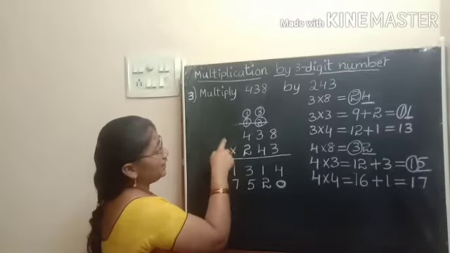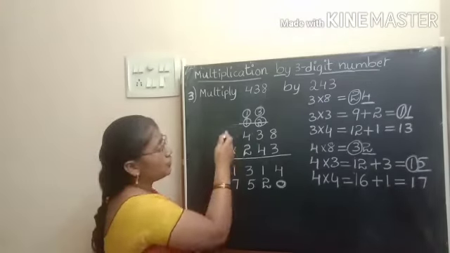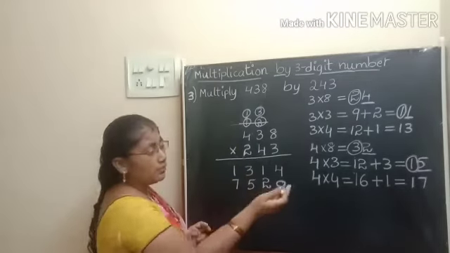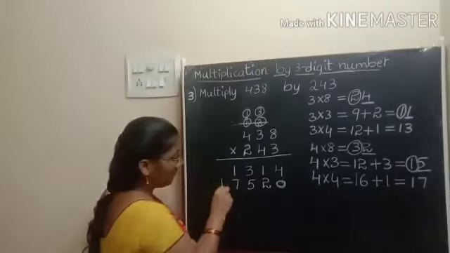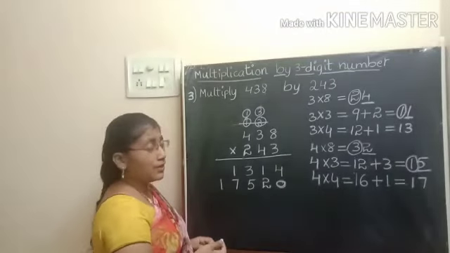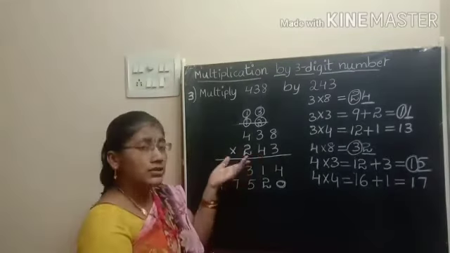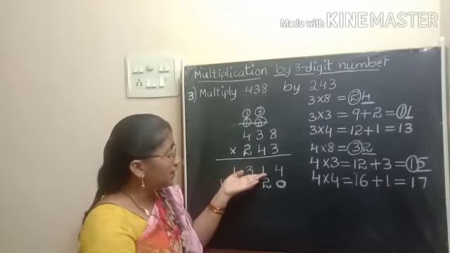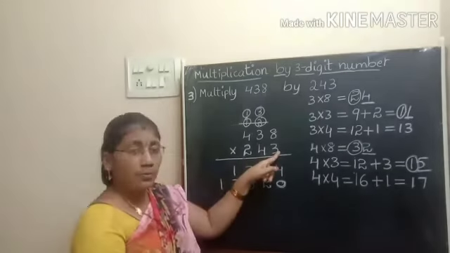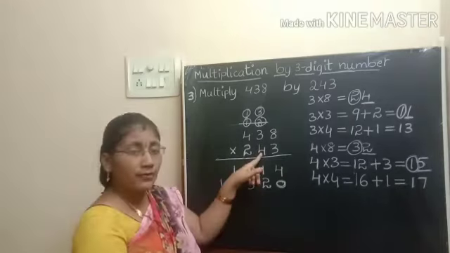Is there any other digit? Nothing. There is no digit to multiply. So simply write 1 also here. Understood, children? We can write 1 also here. Then multiplication with 3 and 4 is completed. This result belongs to multiplication by 3. This result belongs to multiplication by 4.